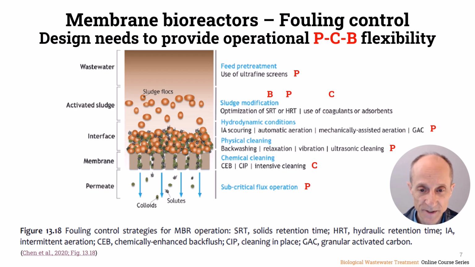Chemical factors to be considered include sludge modification by using coagulants or adsorbents, and chemical-intensive cleaning by chemically enhanced cleaning, cleaning in place, and intensive cleaning. These approaches can be used for both maintenance or recovery cleaning. A biological factor to be considered is sludge modification by optimization of the sludge retention time.